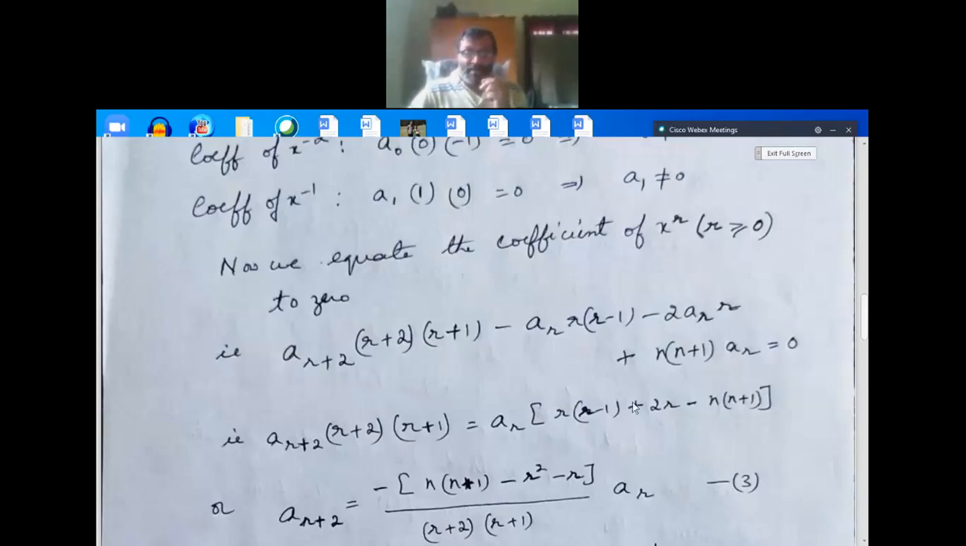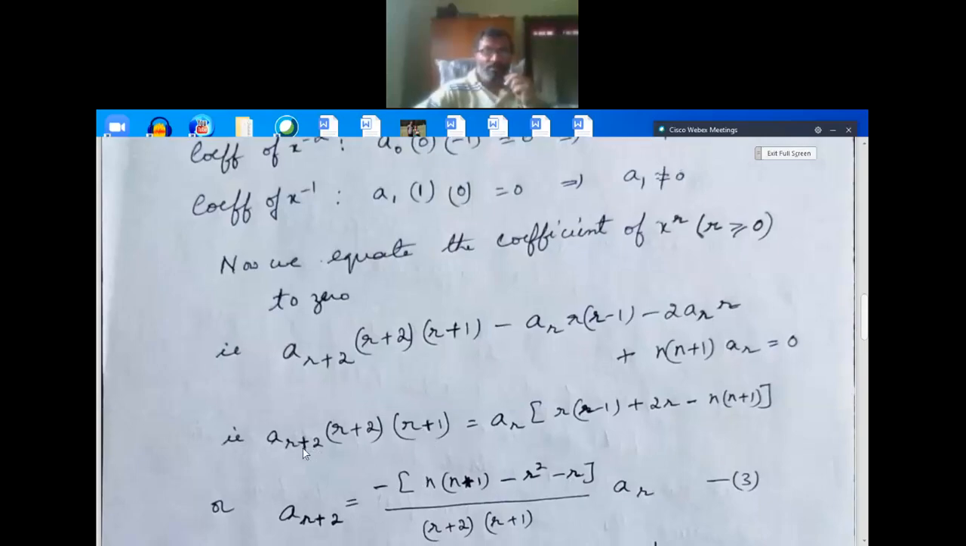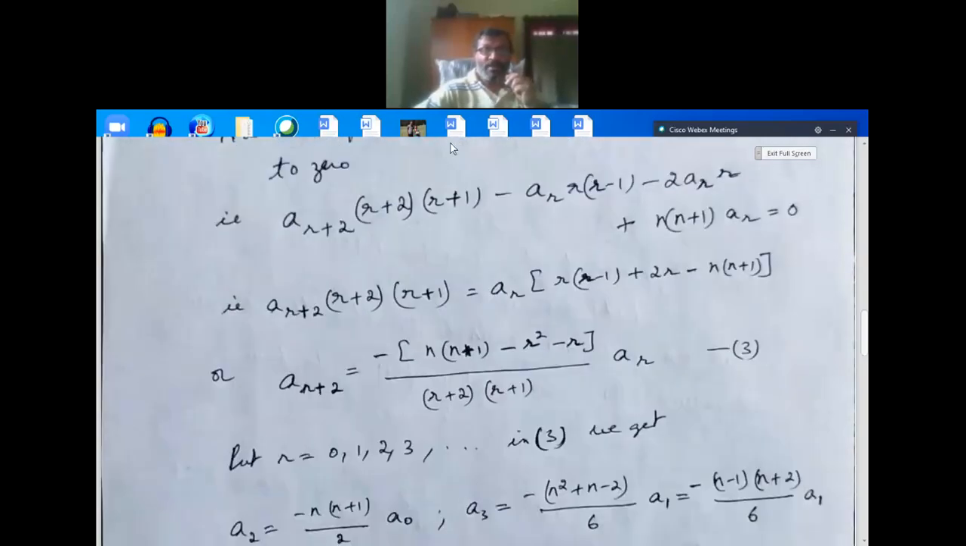Now a r is common. If we take a r common outside, I'll get r into r minus 1 plus 2r minus n into n plus 1. Okay. Now this one is as it is. From this I can find what is a r plus 2. We get a recurrence relation here.